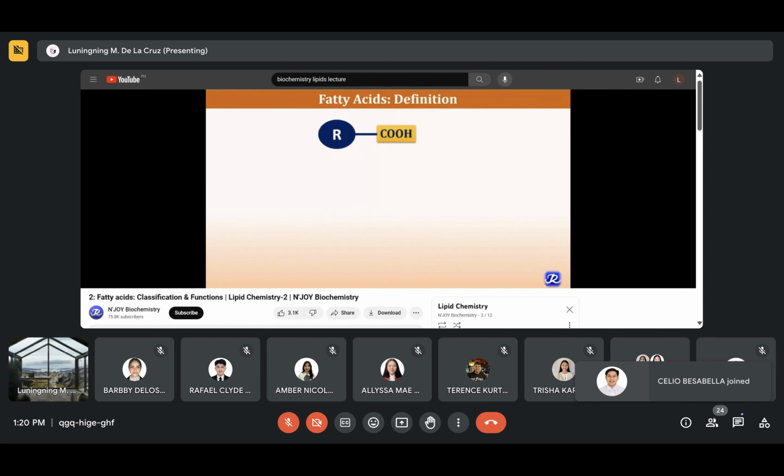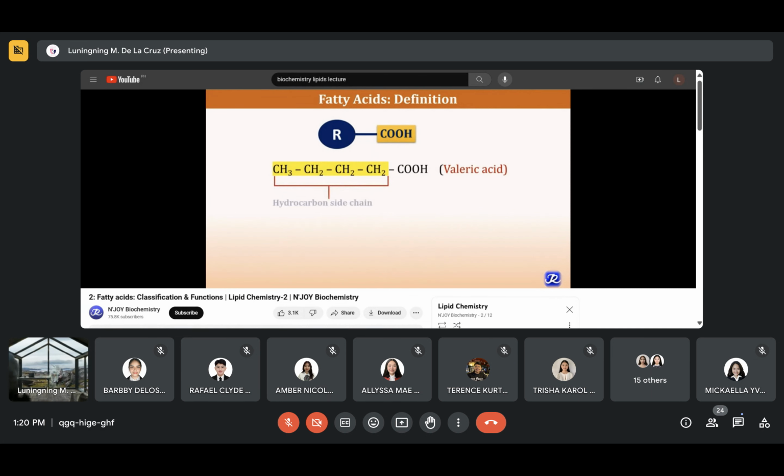They are denoted as RCOOH. R represents hydrocarbon side chain. This is the example of valeric acid. This portion represents hydrocarbon side chain and this is carboxylic acid. Hydrocarbon side chain is non-polar in nature and carboxylic acid is polar in nature. This non-polar and polar nature of this fatty acid make it an amphipathic molecule.